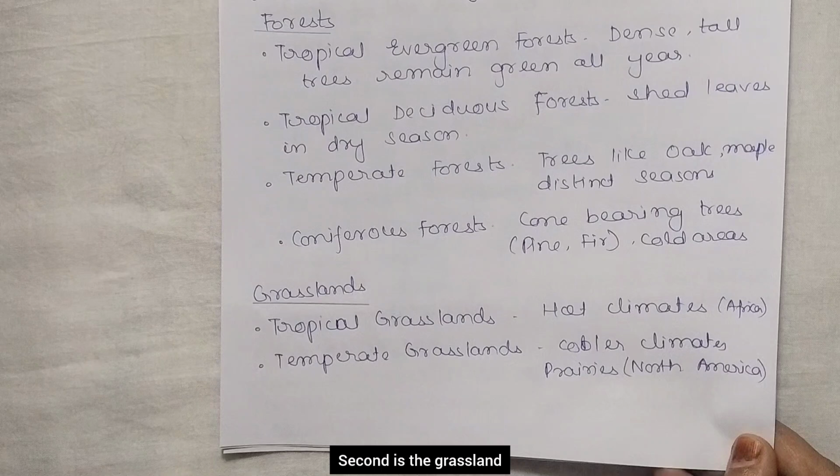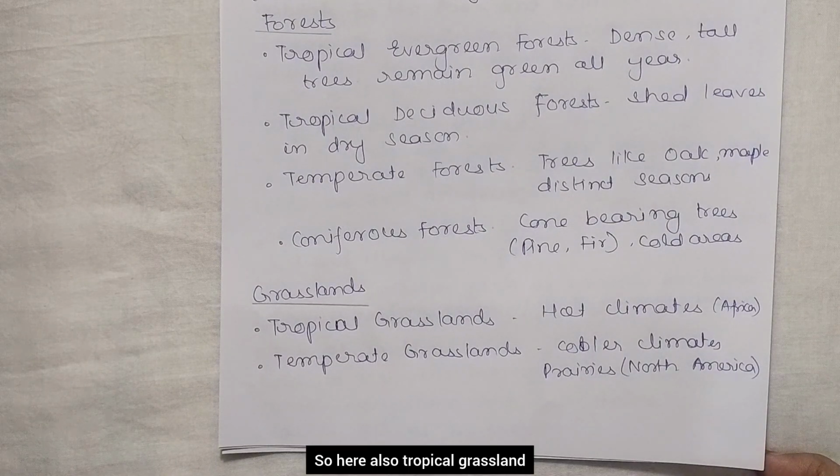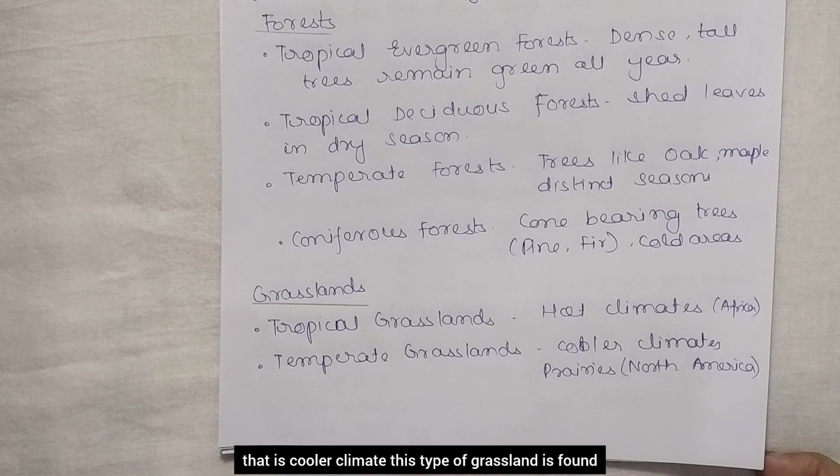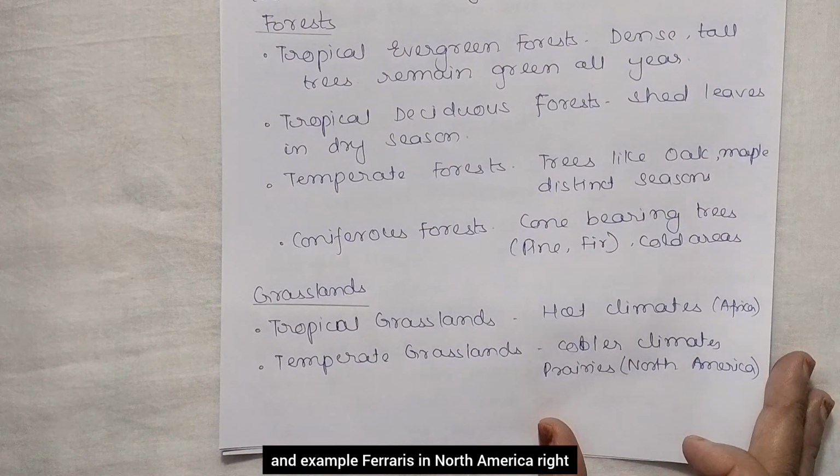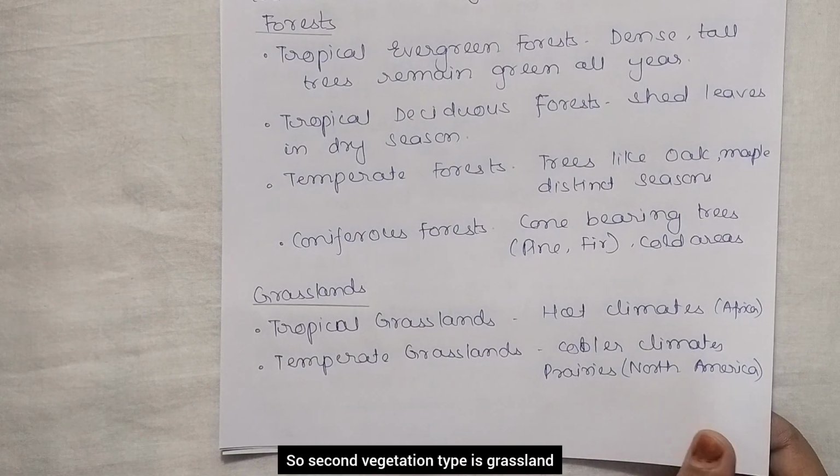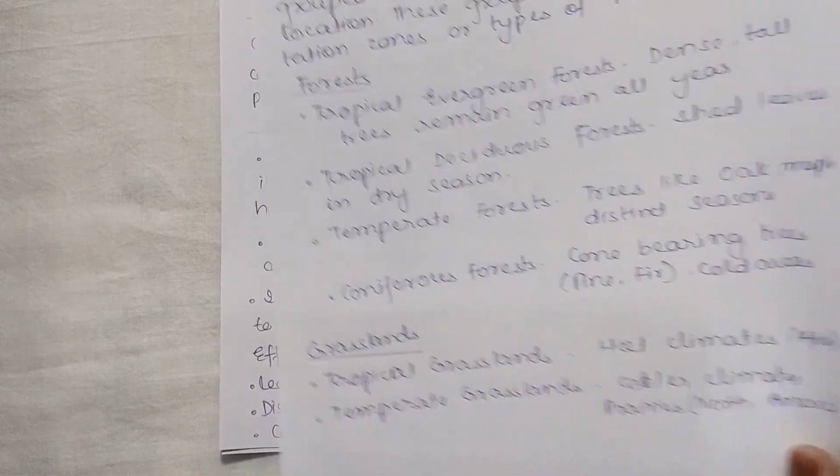Second is the grassland. Here also there are tropical grassland and temperate grassland. Tropical grassland means hot climate and it is found in Africa. And temperate grassland is found in cooler climate, for example, the prairies in North America, right? So the second vegetation type is grassland.